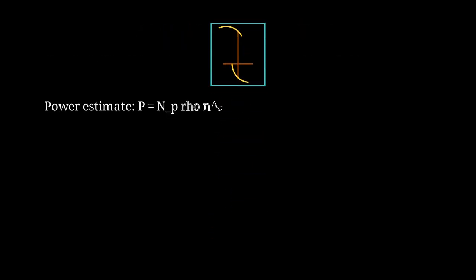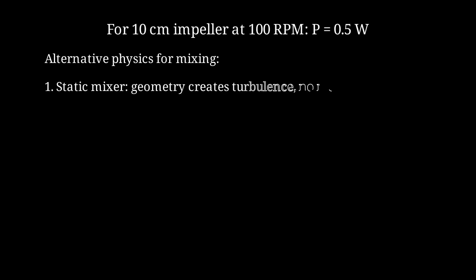Power consumption scales with the cube of rotation speed and fifth power of impeller diameter. For a 10 centimeter impeller at 100 RPM in water, we need roughly half a watt of power. But what if we change the physics completely while keeping the mixing function? Static mixers use fixed geometric elements to split and recombine flow streams, requiring no moving parts or external power.